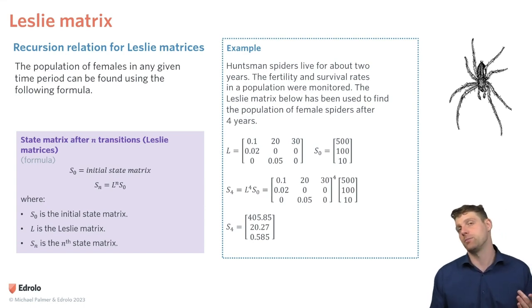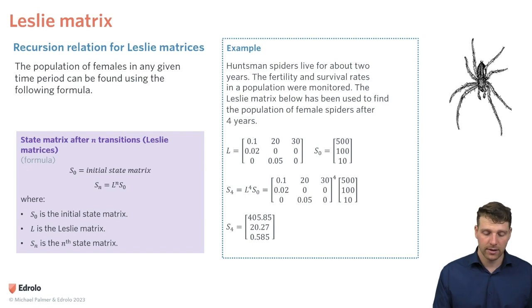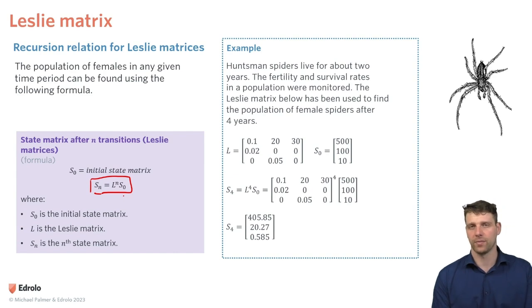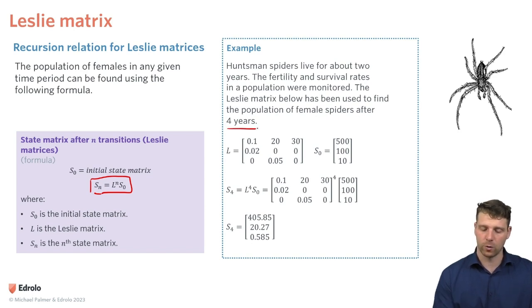But just like in transition matrices, I can skip steps. So if I wanted to find some higher value of n, I can use this formula where Sn is equal to L to the power of n times S0. So I'm just going to raise the L to that power, whichever step I want to go to. So let's have a look at this one here. Huntsman spiders live for about 2 years. The fertility and survival rates in a population were monitored. The Leslie matrix below has been used to find the population of female spiders after 4 years.